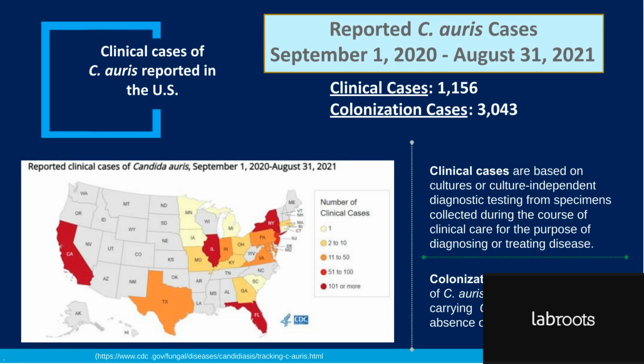More recent data, just to really point out clinical cases and colonization cases, and again, this is from the CDC, you can see how in the past year, this is 12 months worth of data from September 2020 to August 2021, there have been over 1,000 clinical cases reported and over 3,000 colonization cases reported. Also note the distribution of cases on the US map, which is not equal, so some states much more affected than other states.